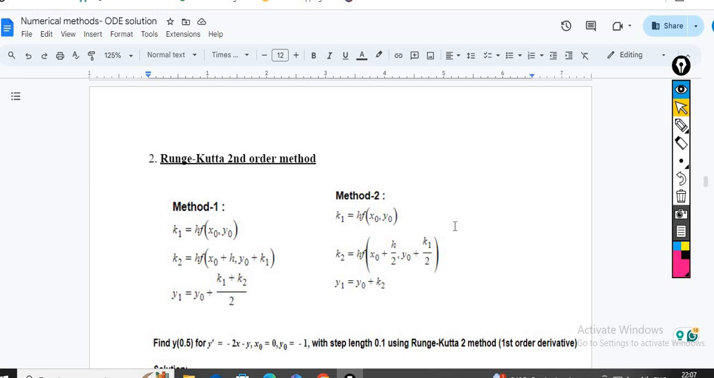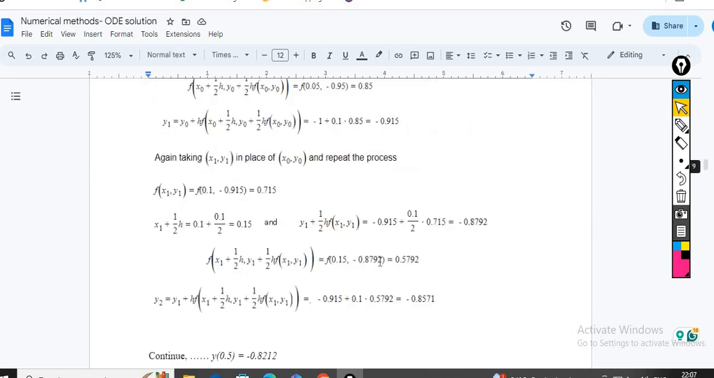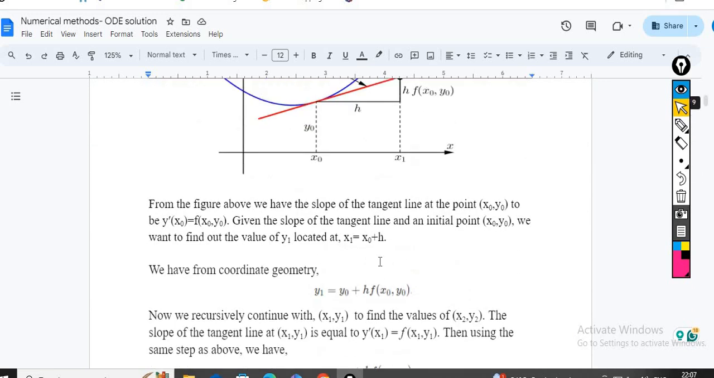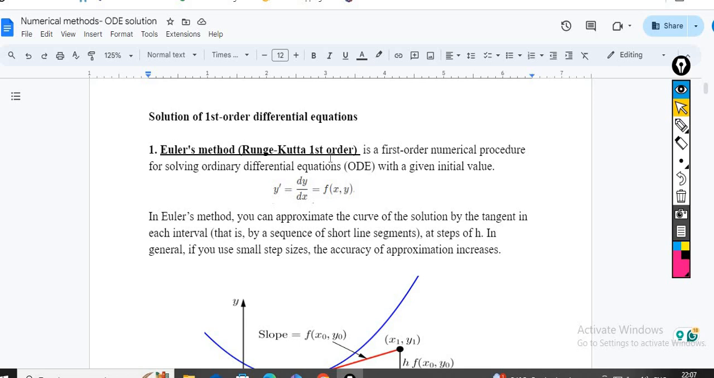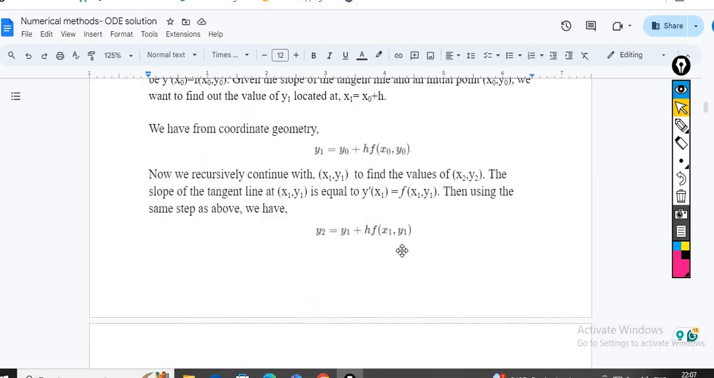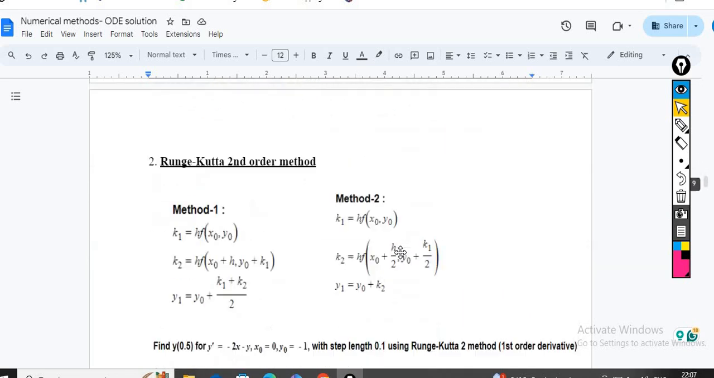Next comes some other accuracy. Okay, so now this method is known as the second order method, the Runge-Kutta second order method. The first one is known as the Runge-Kutta method, a zeroth order method or first order method. Now this method will be modified in this case.